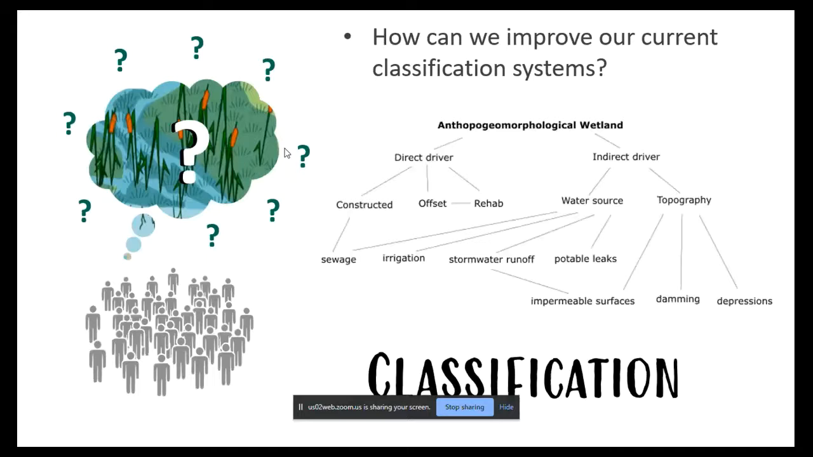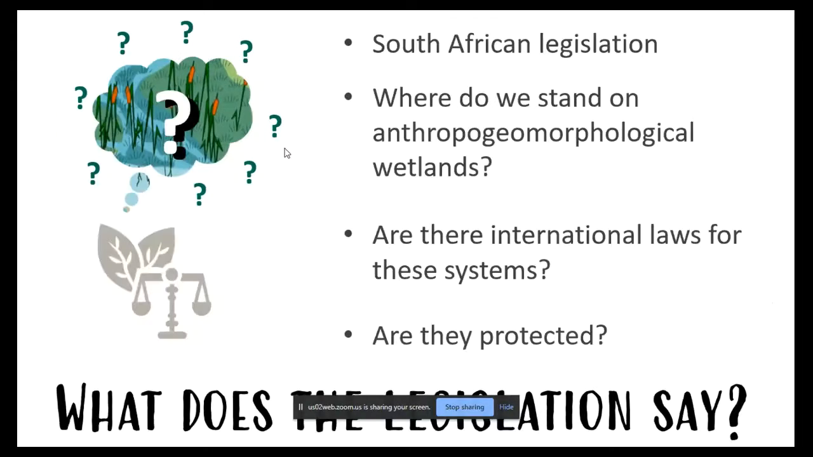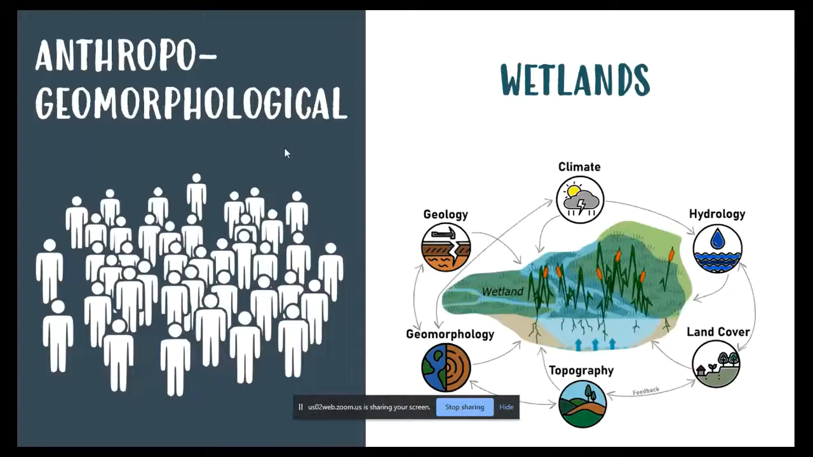And what does the anthropocene say? In other words, us as humans, what do we do with this information? How can we improve our current classification system? And what does our legislation say? Can we use these systems as natural systems? Can we incorporate them in our daily lives? We lost so many natural systems. Can these man-made systems be a substitute for them? Are there any international laws that protect them?